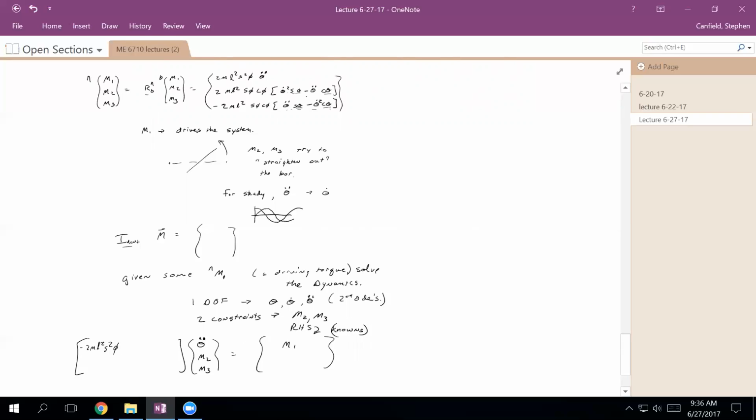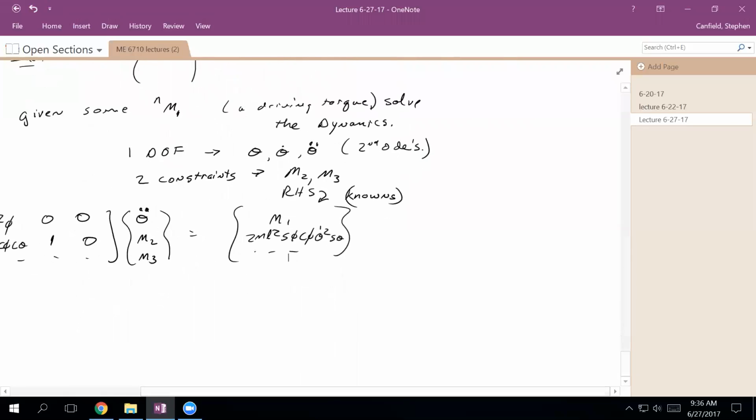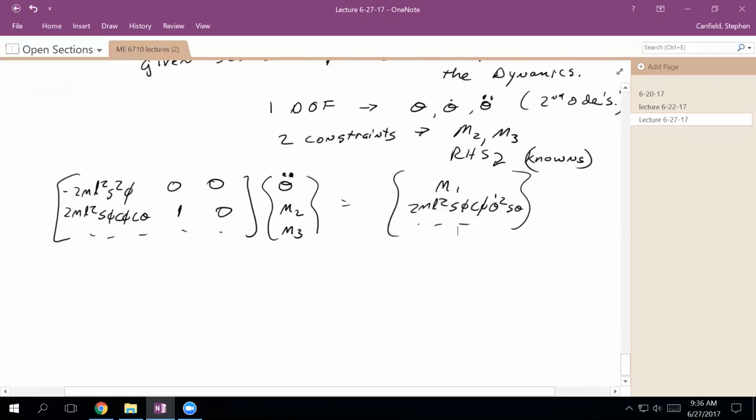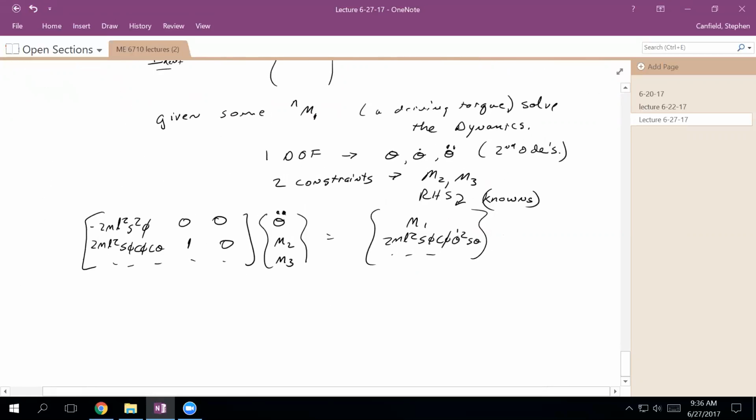The second equation, I'll move it over. So I'm going to get a 2ml squared sine phi cos theta times theta double dot plus 1 times M2 plus 0 times M3 equals the stuff that's left over, that 2ml squared sine phi cos phi theta dot squared sine theta, and so on. So this is then what my equations of motion would look like for those 3 unknowns.